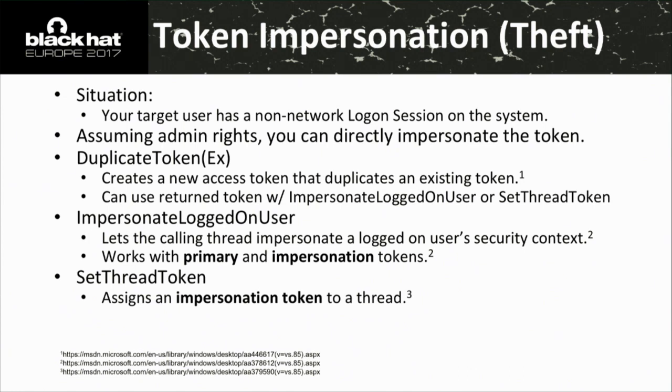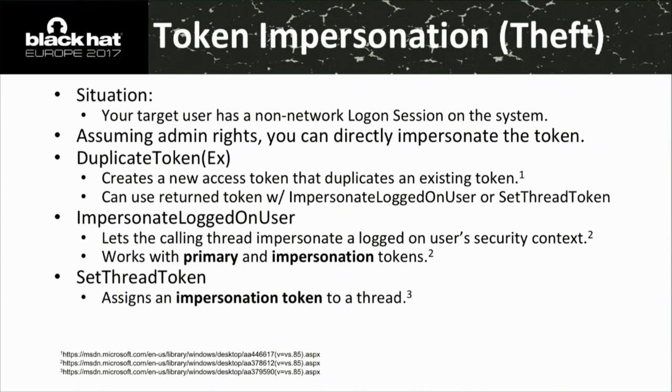To do this from the API level, you're going to get a handle to that process using OpenProcess. Then you could call DuplicateToken or DuplicateTokenEx to get a copy of that actual token itself. And then you could use either ImpersonateLoggedOnUser or SetThreadToken to apply that token at the thread level.